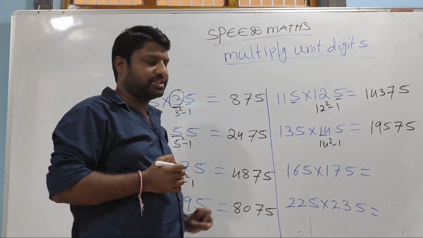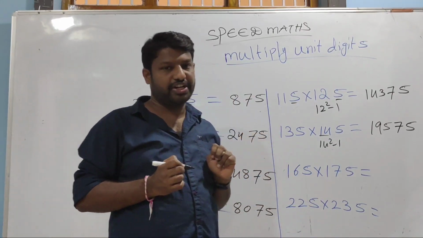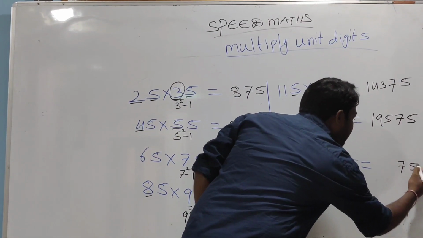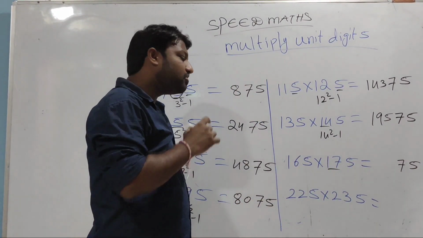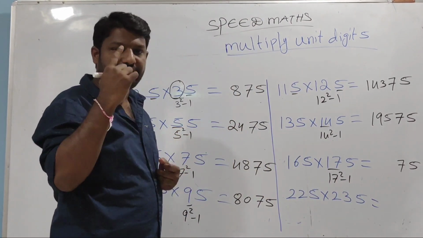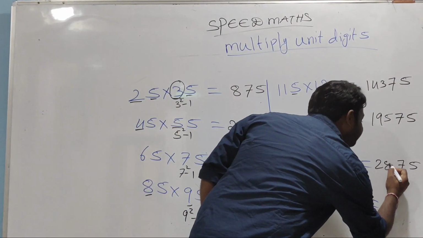14 square is 196, minus 1 is nothing but 195. Next, 165 into 175. So the last digit is 5, so I write 75. Then the larger number is 17. Now 17 square minus 1. What is 17 square? 17 square is nothing but 289. Minus 1 is nothing but 288.